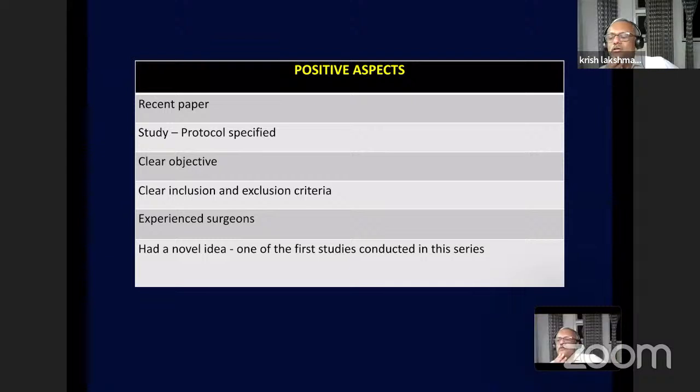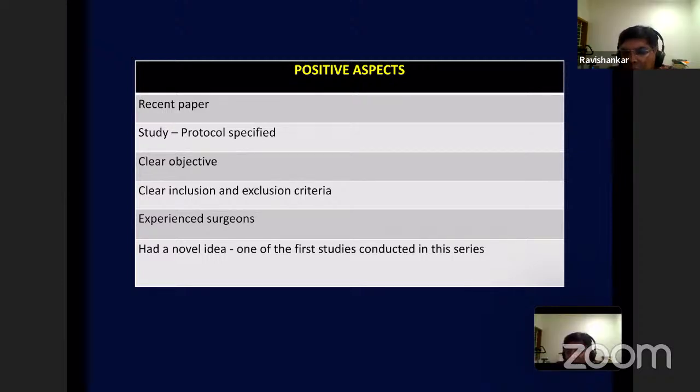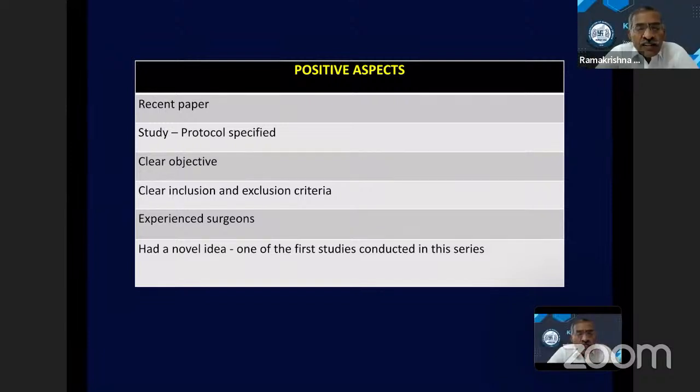No, we were considering HALS here, Ravi. We were considering HALS. Not many people do HALS, and that is why we're considering HALS in this. Okay.